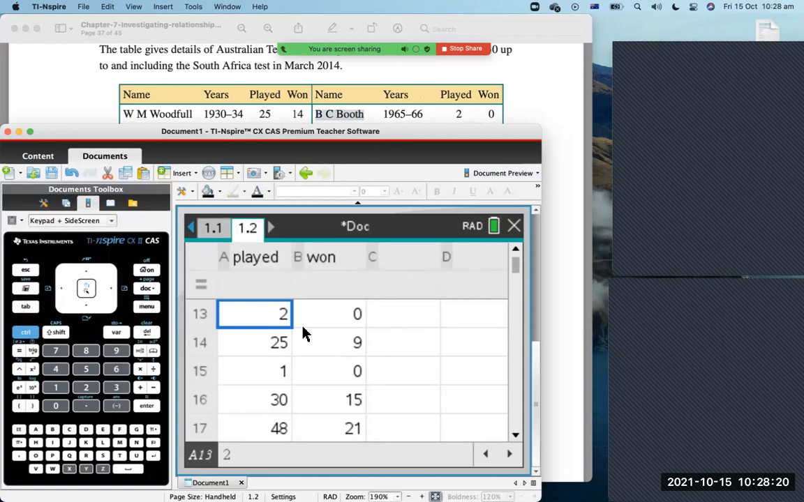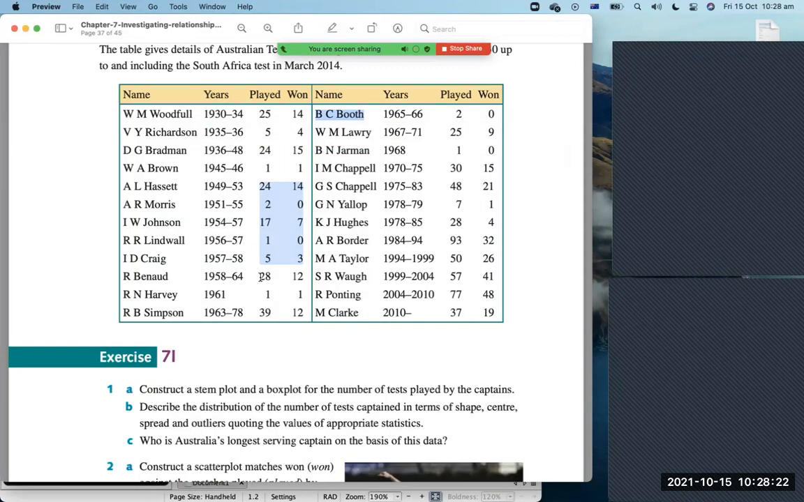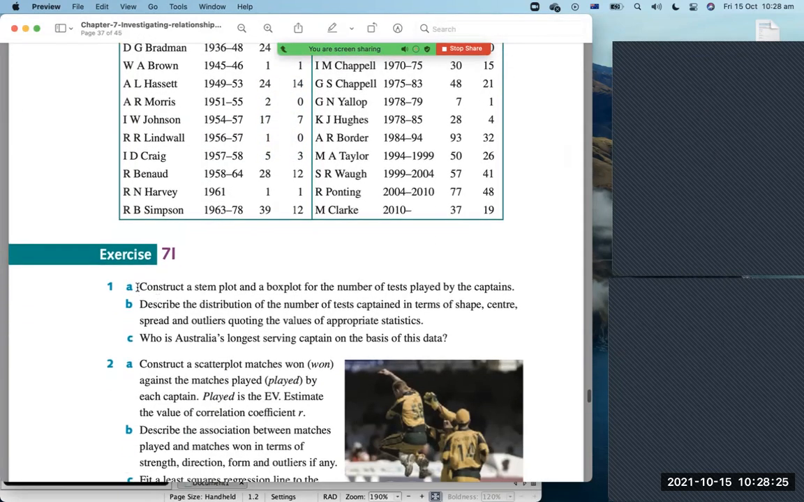Okay. So let's have a look at what we want to do here. It says construct a stem plot and a box plot. So not just one thing, we want 2 things.